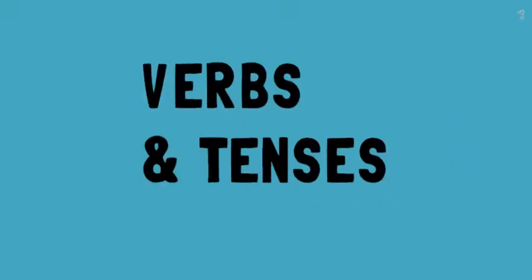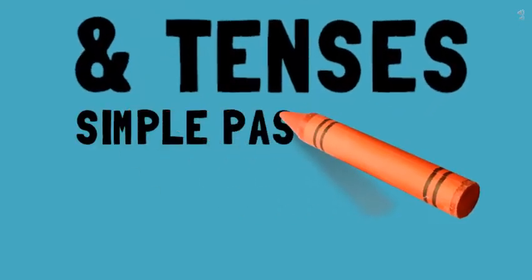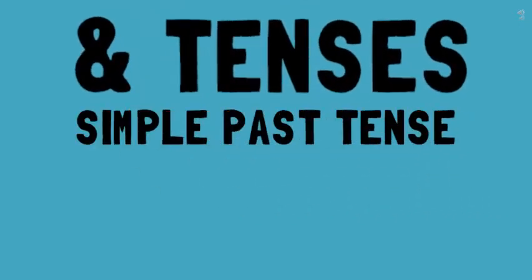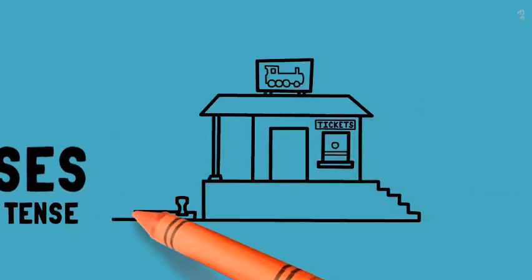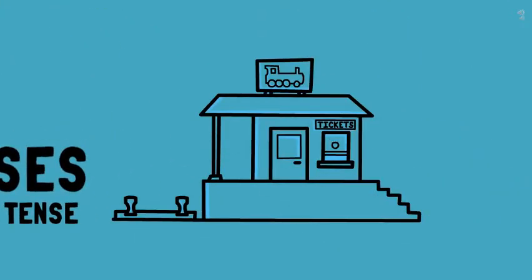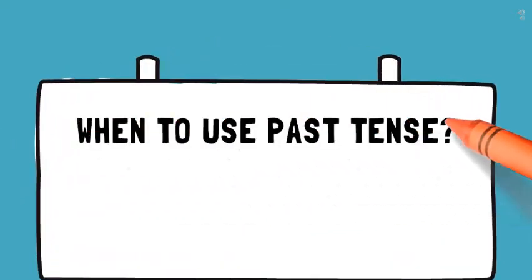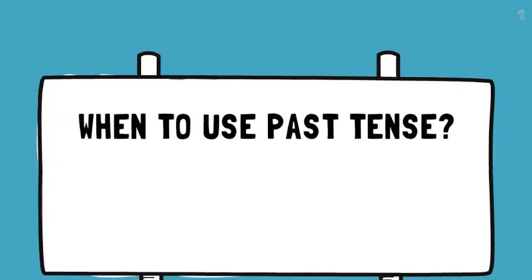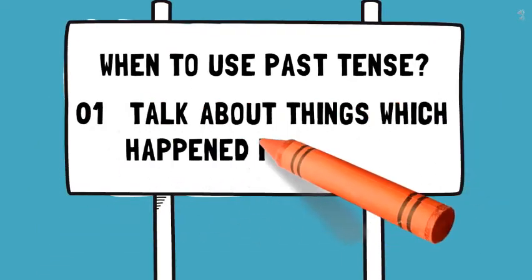Journey of verbs and tenses continues here. Based on the short story, we're now moving on to the second verb tense variation, which is simple past tense. It is pretty simple, don't worry. So, let us buy our tickets, hop on the train, and move along the track. So, when exactly do we use past tense, you ask? We use past tense to refer to things which happened in the past.